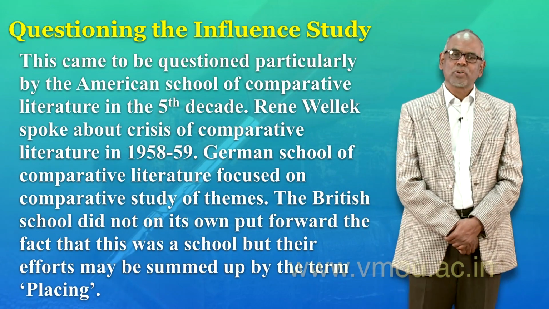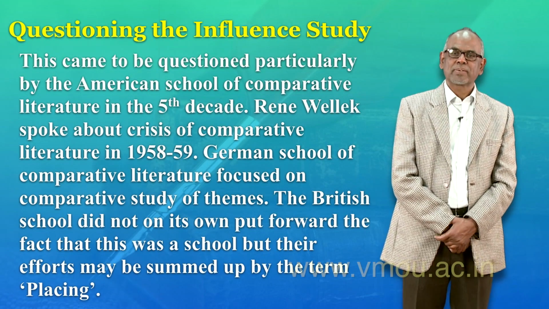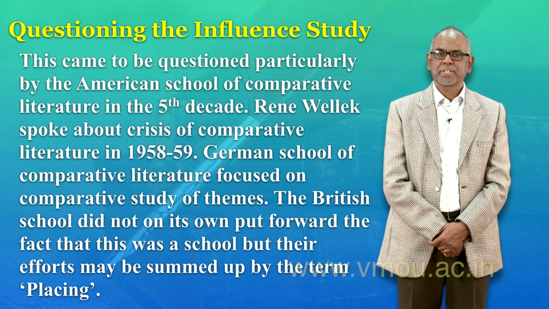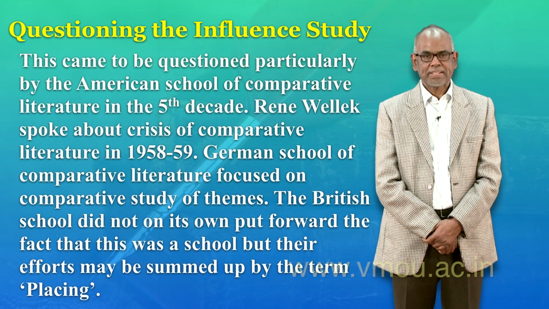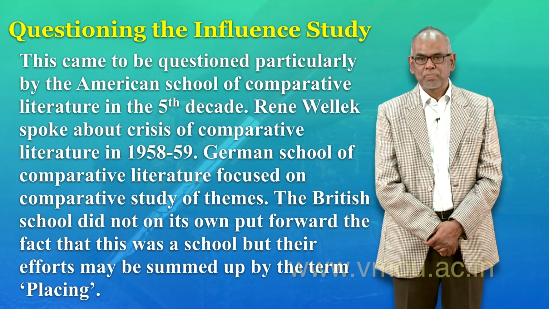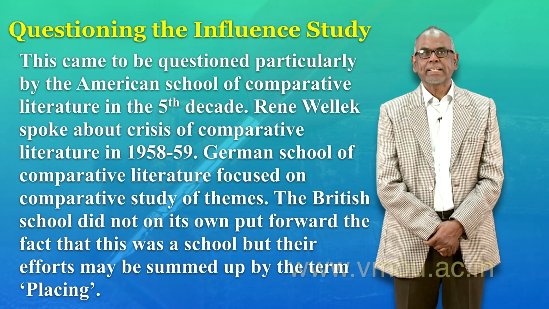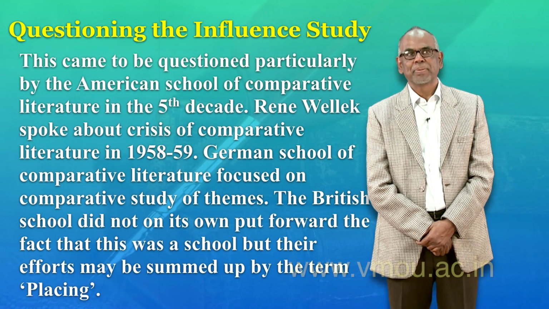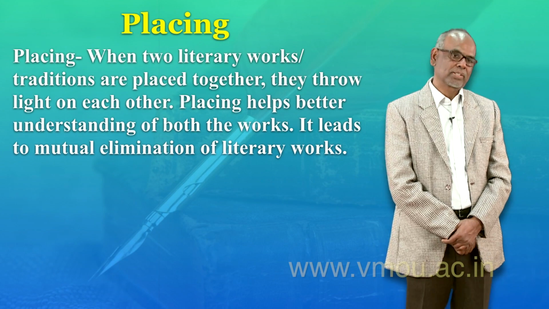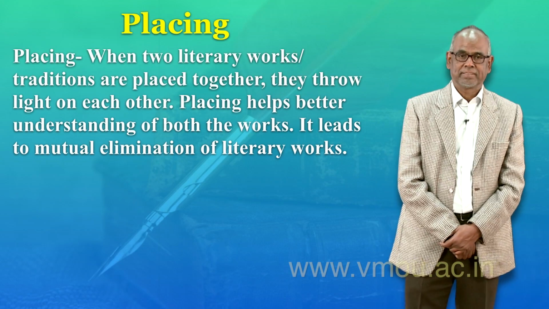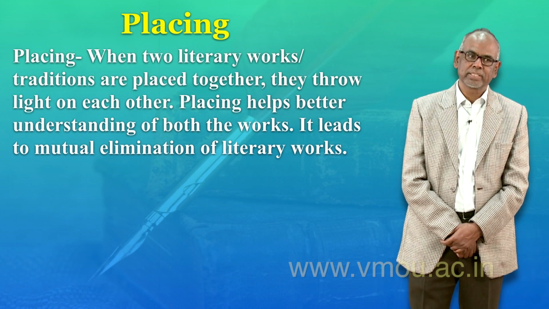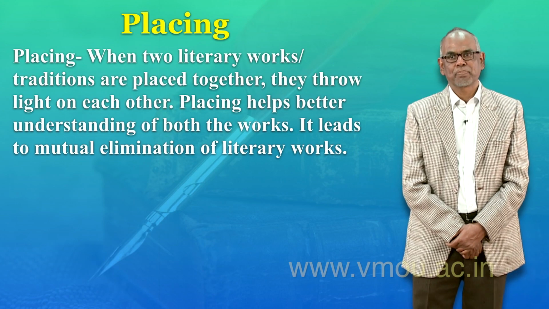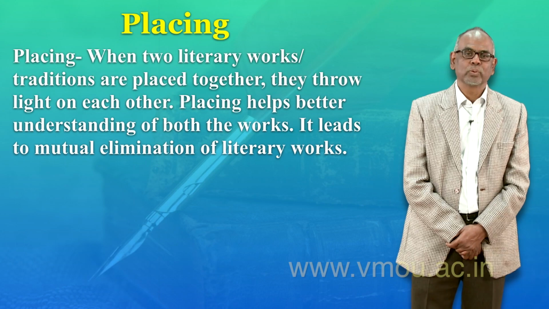Second school was German school of comparative literature, and German school of comparative literature focused on comparative study of themes, which is known as thematology. And the British school, as we know, did not on its own put forward the fact that this was a school, but their efforts may be summed up by a term that we know, placing. What is meant by placing is that when two literary works or two literary traditions are placed together, then they throw light on each other. That is, one understands one literature or one literary work in the light of other literary work. So, placing helps better understanding of both the works.